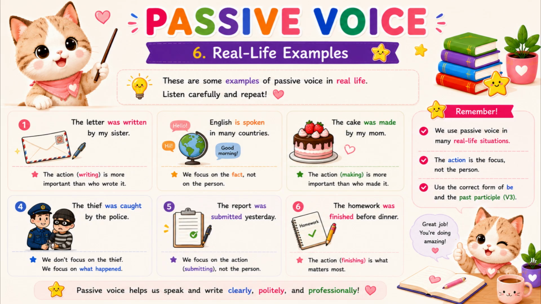Number 6. The homework was finished before dinner. The important point is that the homework was finished before dinner. Remember these 3 key ideas. We use the passive voice in many real-life situations. The action is the focus, not the person. And always use the correct form of be with the past participle or V3. Finally, passive voice helps us speak and write clearly, politely, and professionally.